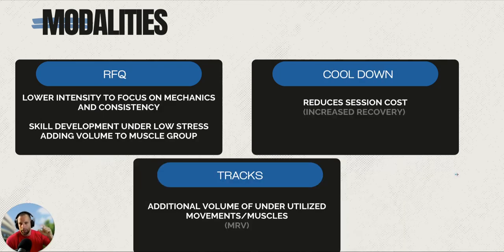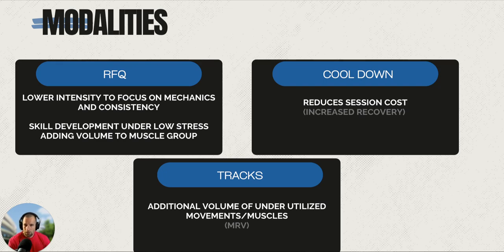Then the shorter modalities that we work with, we have rounds for quality. That is lower intensity to focus on mechanics and consistency. So things like posture work or assistance exercises, that's great for rounds for quality. And then skill development under very low stress. If you're trying to learn a newer skill or a skill that is very challenging or very technical, usually rounds for quality is much better because your timing and the intensity is way down.